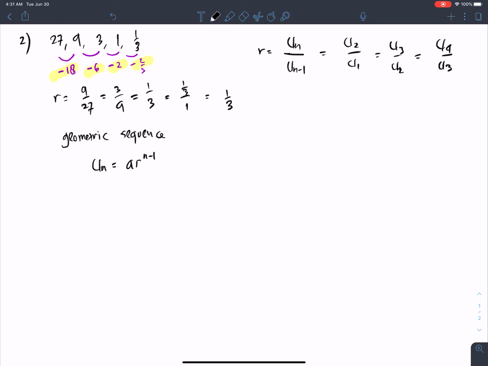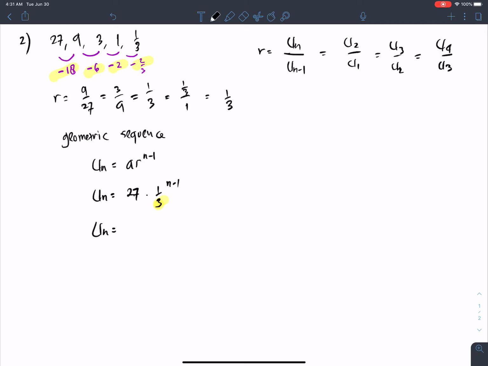Okay, so un equals a times r to the power of n minus 1. A here is the first term, so we just need to substitute the numbers immediately. The first term is 27, times r, which is the ratio we found, 1 over 3, to the power of n minus 1. Because we have base 3 here, we just need to convert the 27 immediately to base 3.